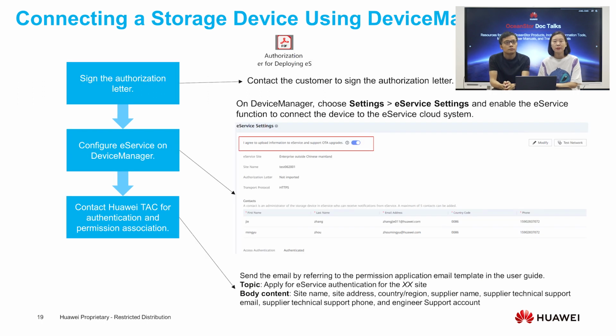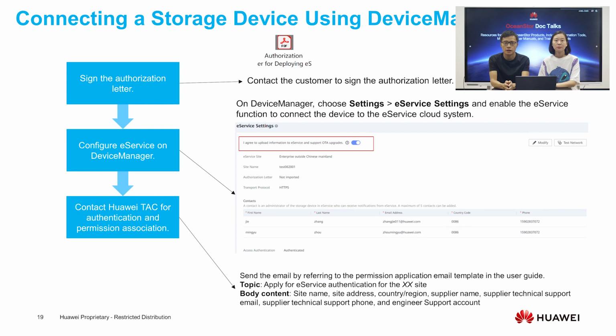The process of connecting a storage device to the eService cloud system using the eService function provided by Device Manager is similar to that of using the eService client. Step 1. Contact the customer to sign the authorization letter for deploying eService. Step 2. Enable the eService function on Device Manager. To be specific, log into Storage Device Manager, choose Settings, eService Settings, and select I agree to upload information to eService. Then the storage is successfully connected to the eService cloud system.